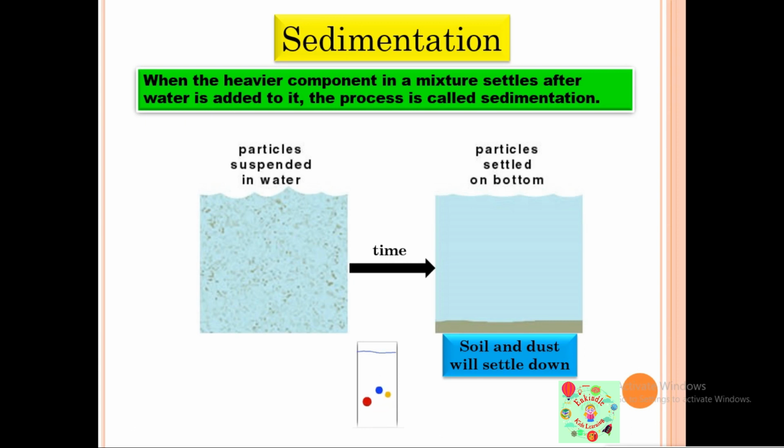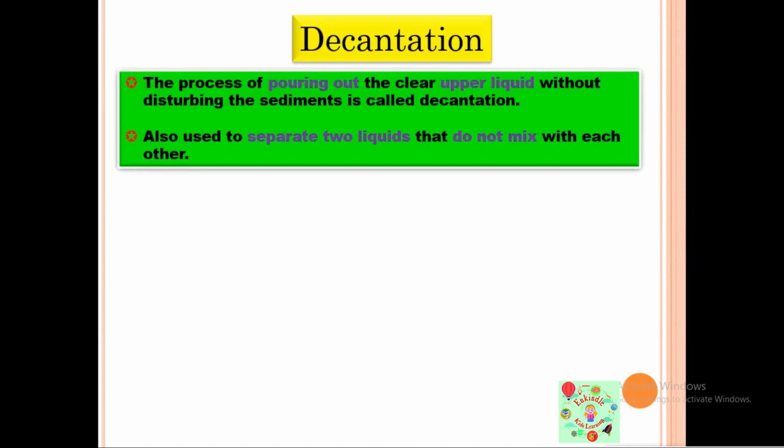This process is called sedimentation, where the heavier components in a mixture get settled down after water is added to it. Moving forward, let's see the next method of separation, that is decantation. What is decantation? Decantation is the process of pouring out the clear upper liquid without disturbing the sediments. It is also used to separate two liquids that do not mix with each other.